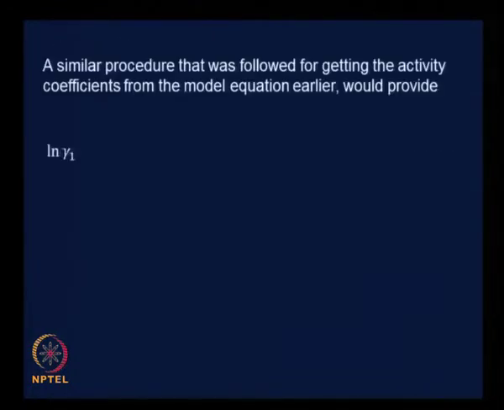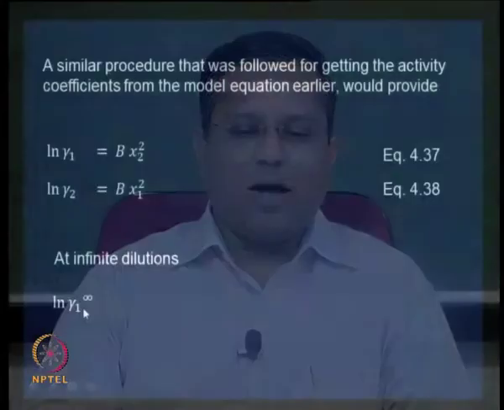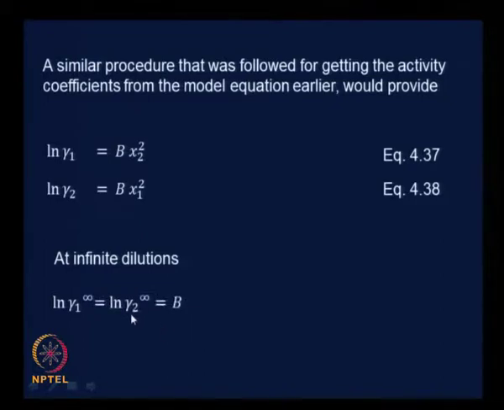Yes, ln gamma 1 equals simply B x2 squared, equation 437, and ln gamma 2 equals B x1 squared, equation 438. Hopefully you would have gotten this. The same way that we did by analysis of the Margules model at infinite dilution, one of the mole fractions will go to 1, and as a consequence the other mole fraction will go to 0. Ln gamma 1 infinity equals ln gamma 2 infinity, that is B, which is the constant in the Redlich-Kister model.